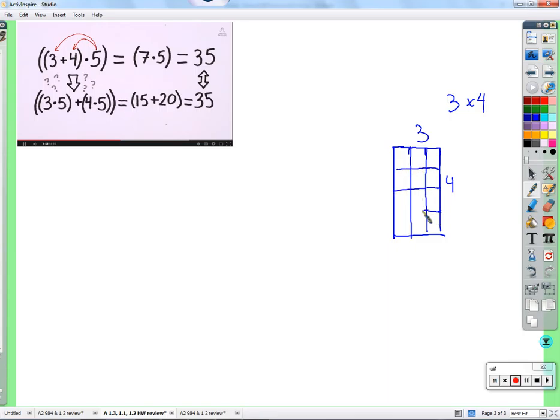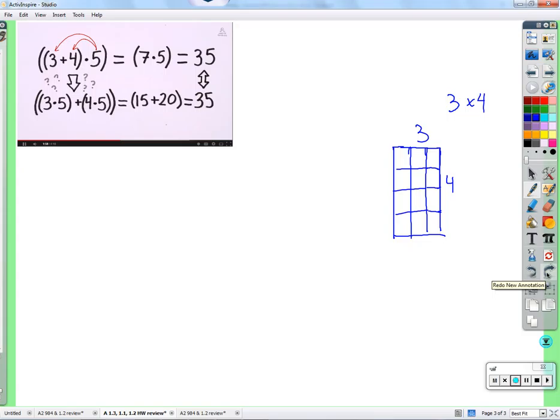I take this 3 × 4. What does it tell me about the rectangle? That it's 3 foot by 4 foot, so it's like 12 square feet? Yes, 12 squares, right? That's what we call area. That's the area of the rectangle.